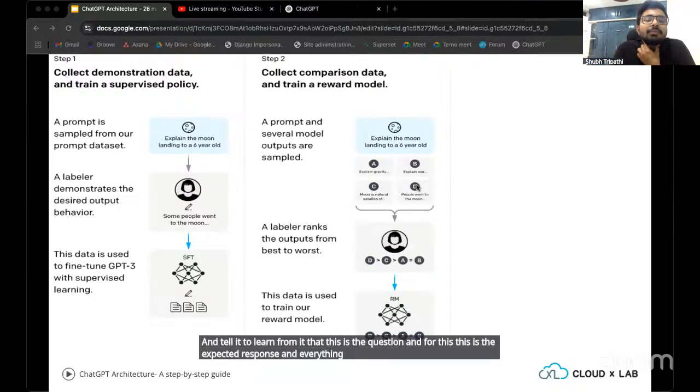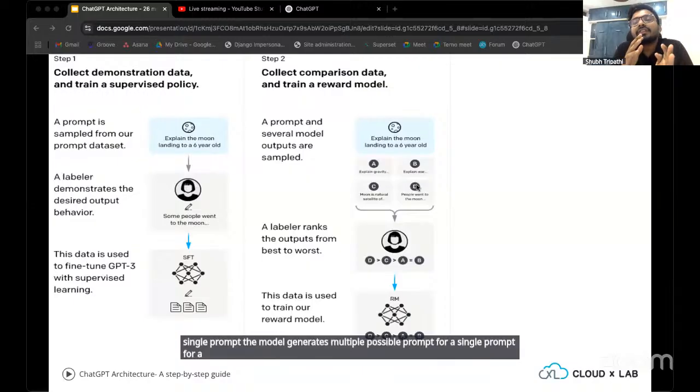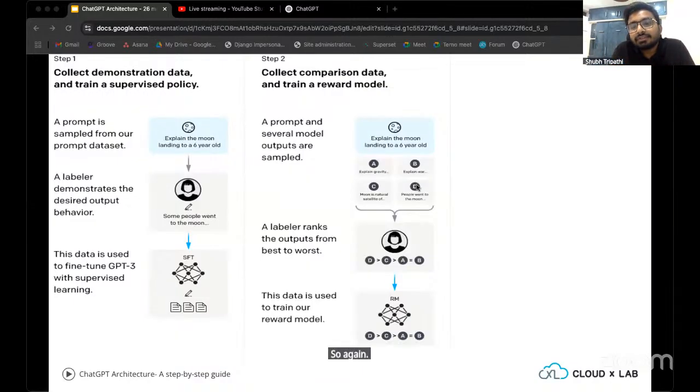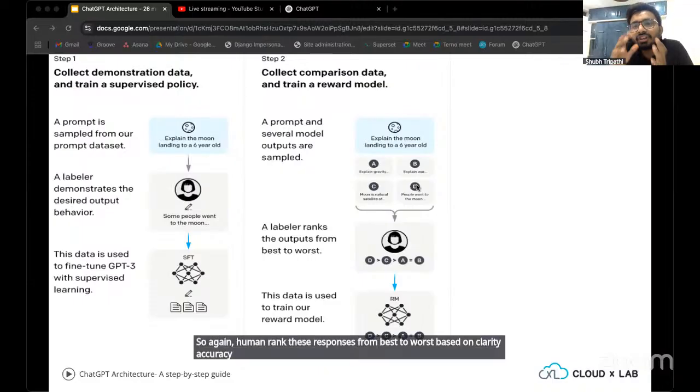Now comes the second step. Given a single prompt, the model generates multiple possible responses. For a single question, it will generate multiple possible responses. So again, humans rank these responses from best to worst based on clarity, accuracy, and helpfulness. So whatever criteria they have decided.